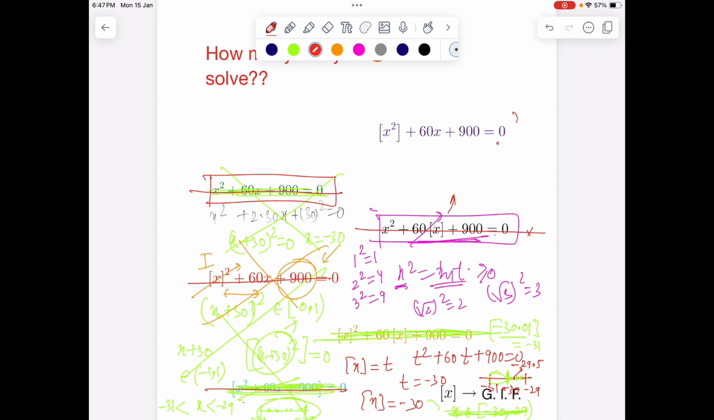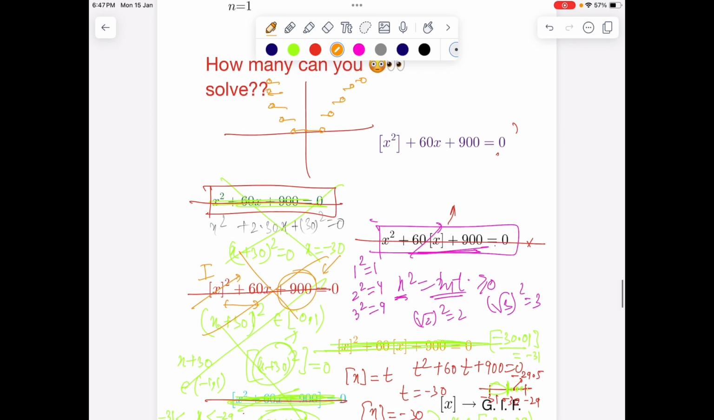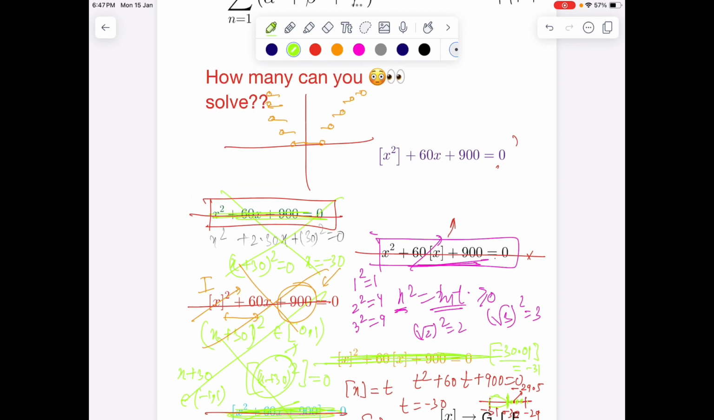Let's come with the same idea. Greatest of x square. It feels like we'll have some curve like this because of evenness. Evenness means even function. 6x plus 900. Oh my god, that will be something like this. So again, there feel so many solutions.